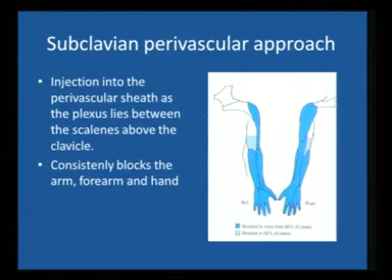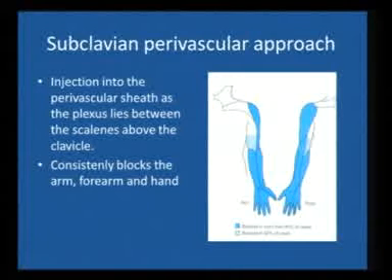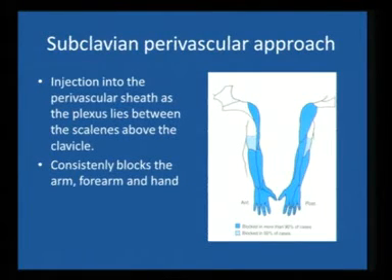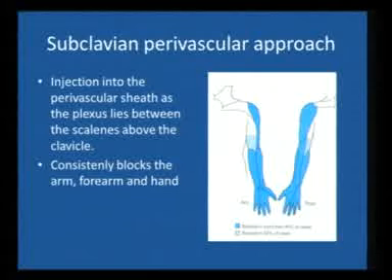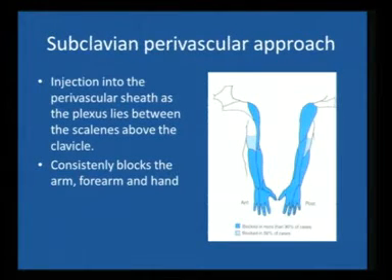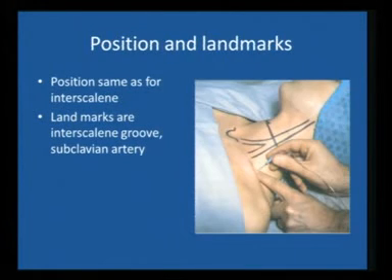Then coming to the subclavian perivascular approach, this is the injection of drug into the perivascular sheath, where you can get a very good block around the lateral aspect of the arm and medial and lateral aspect of the forearm and hand. We can see a slight sparing in the medial aspect of the arm, which is spared due to the intercostobrachial nerve. The position is the same as that of interscalene. The landmark is the base of the interscalene groove, where you will be able to feel the subclavian artery. There we introduce the needle caudally and slightly lateral.